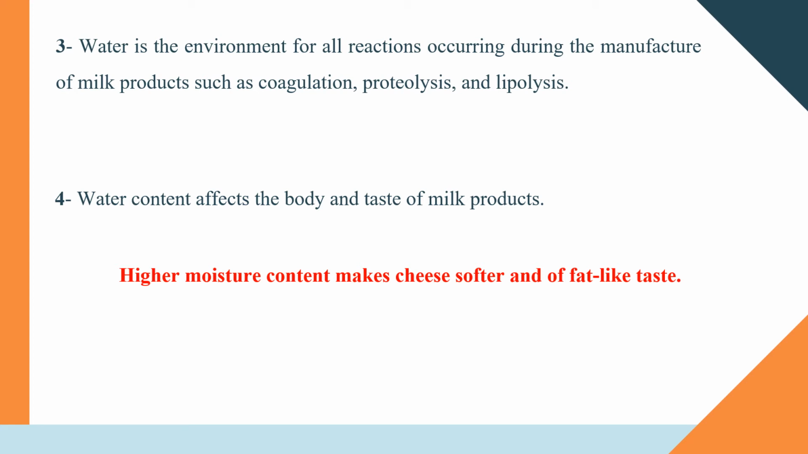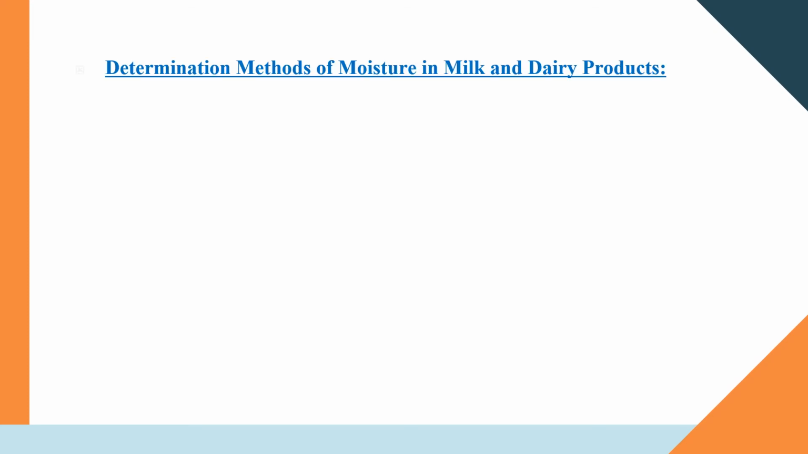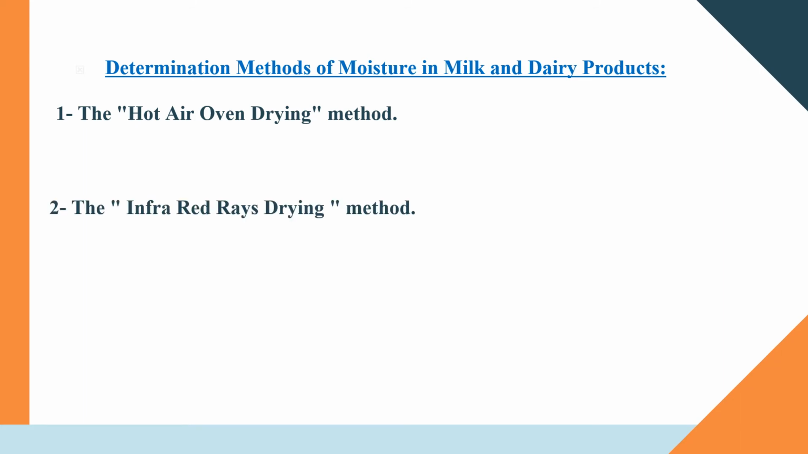Well, let's move to the second part on moisture in milk and dairy products, which is the methods used for determining water or moisture in milk and dairy products. There are actually two methods for determining moisture in milk and dairy products. The first one is the so-called hot air oven drying method, and the second one is the infrared drying method.